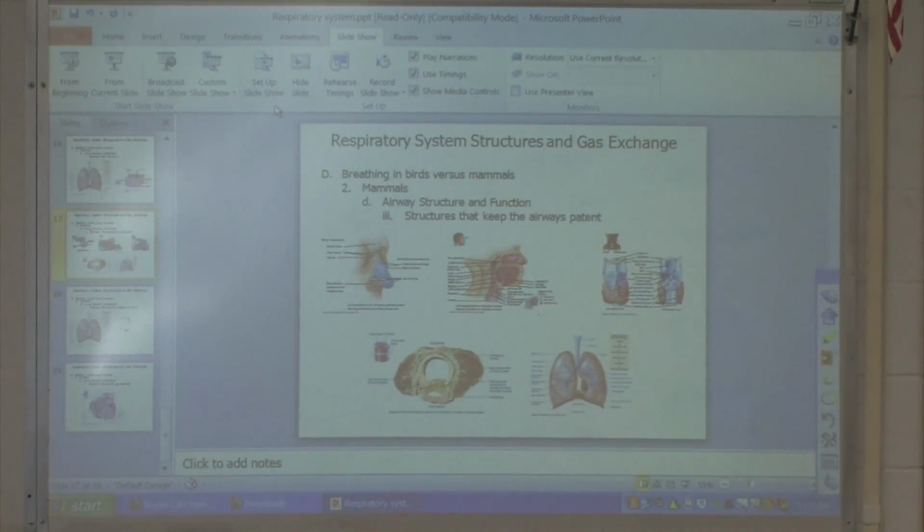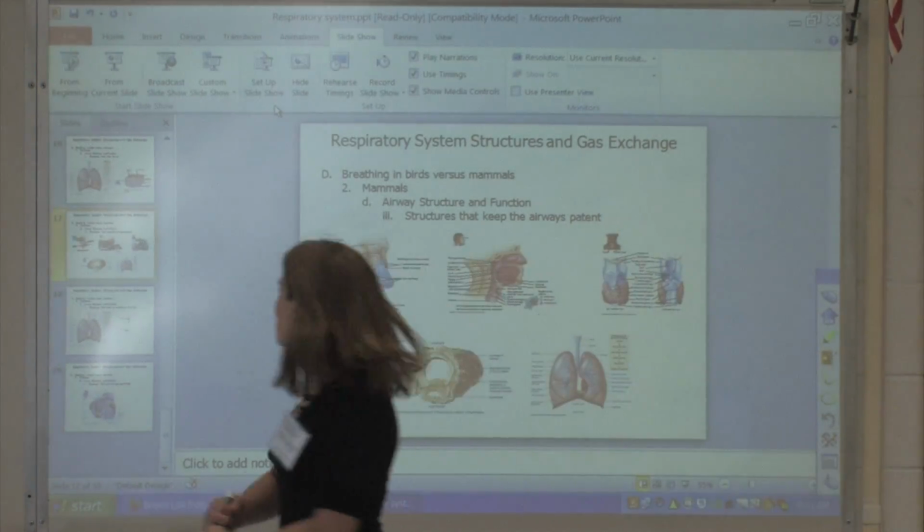When an airway is not patent, there's no option to go around. Poke a hole. That creates other problems.